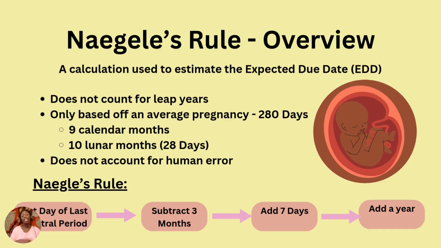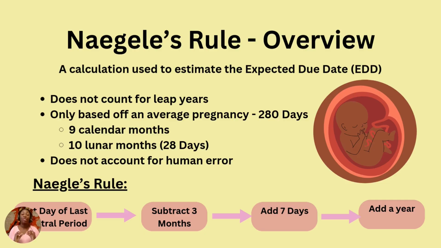And then lastly, Naegele's rule does not account for human error. Many women do have irregular periods. Not all women track their periods to know exactly when the first day of their last menstrual period was. So we may not always get an accurate date for the first day of a woman's last menstrual period.